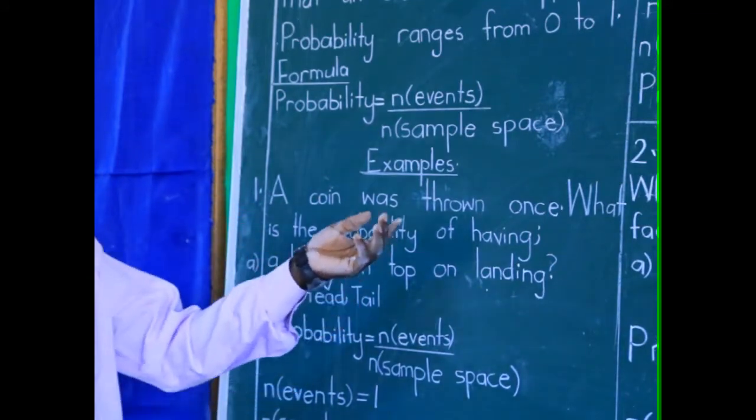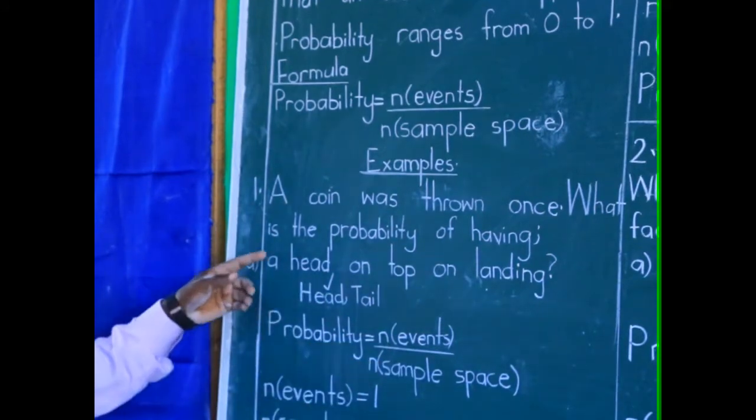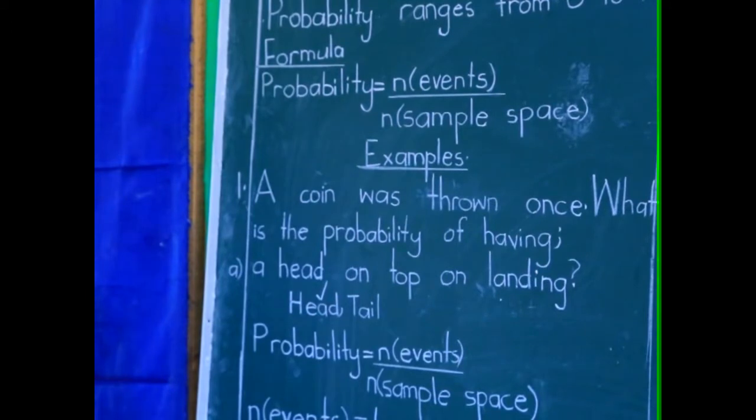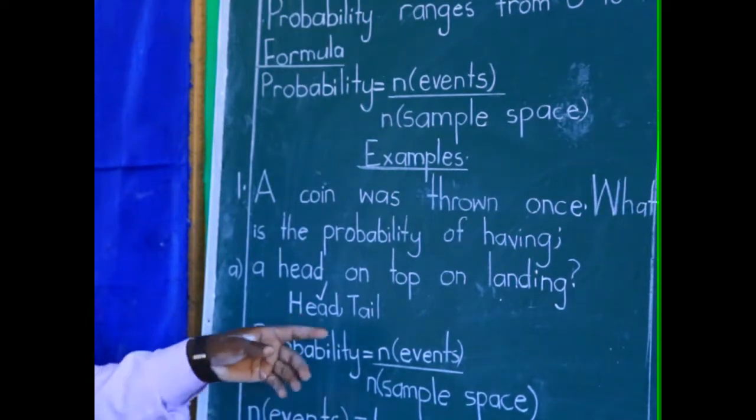A coin was thrown once. What is the probability of having a head on top on landing? When you throw a coin, it can show a head on top or a tail on top. So it has got two possible chances of landing. It can show a head, it can as well show a tail.